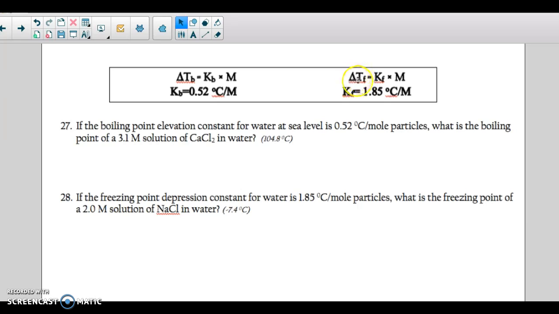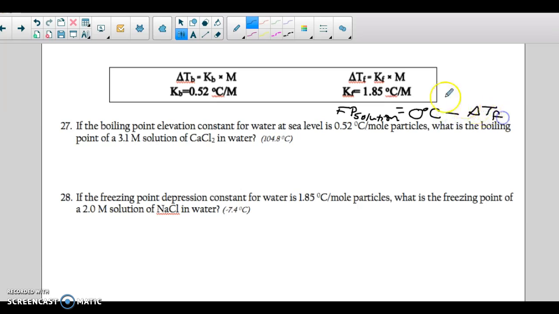The similar equation over here, delta TF for freezing, is once you figure this out, that's how much lower it'll freeze than what it normally freezes. So once you have delta TF, if you want to know the new freezing point of the solution, you would take the normal freezing point, 0, and then subtract whatever you get for delta TF. And if you want to know the new boiling point of the solution, you would take the normal boiling point of water, 100 degrees Celsius, and then add whatever you get when you solve for delta TB.